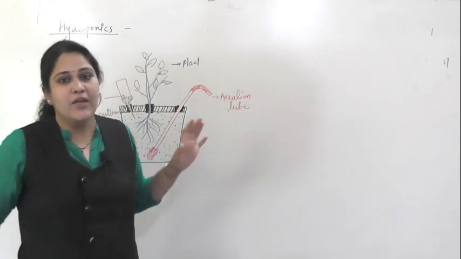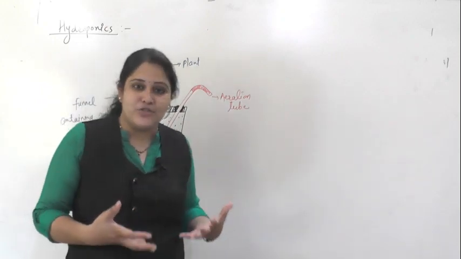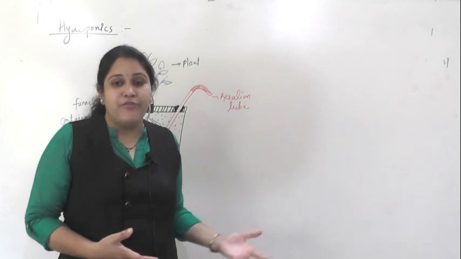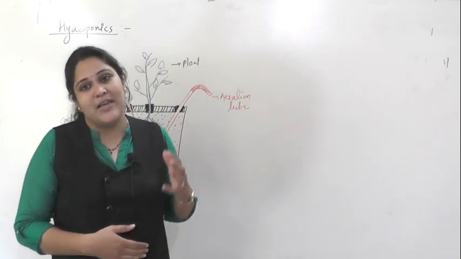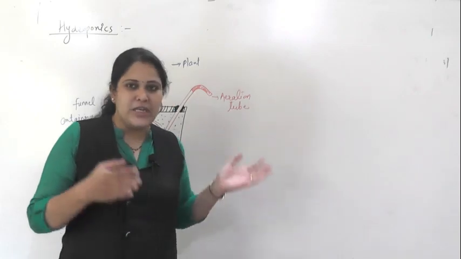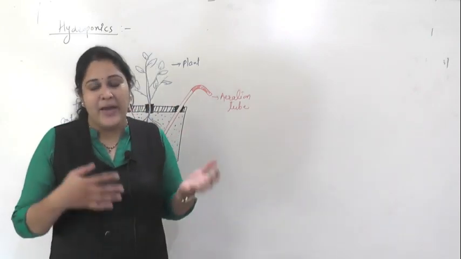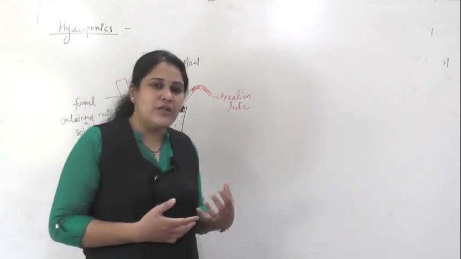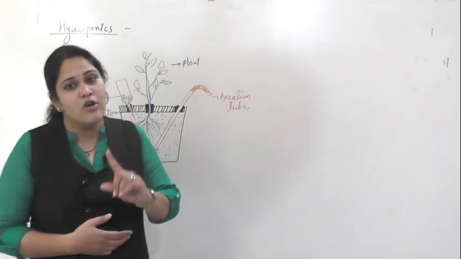Without that, plant body, plant cellular structure and plant metabolic reactions are not possible. After that, the important mineral is nitrogen. We know that nitrogen is a component of protein, amino acids, ATP and enzymes. So if nitrogen is absent, it will affect the growth of the plant.